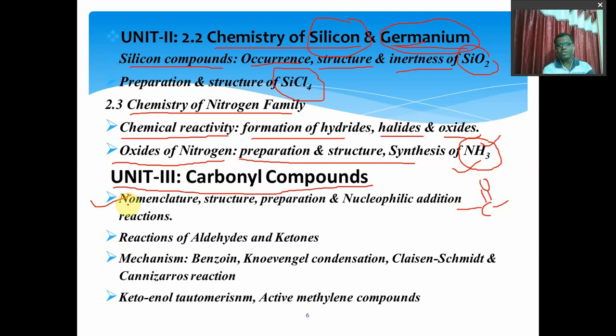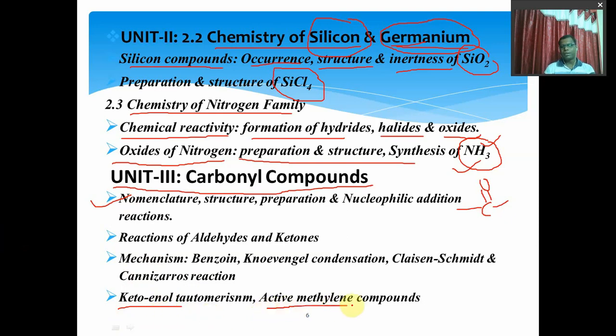Again, various reactions will be shown by carbonyl compounds like aldehydes and ketones, that you will study in this topic, the reactions of aldehydes and ketones. There are also some named reactions shown by carbonyl compounds, particularly benzoin condensation reaction, Perkin condensation reaction, Claisen-Schmidt reaction, and Cannizzaro reaction. These are very important reactions shown by carbonyl compounds, particularly aldehydes and ketones. Again, keto form can be converted into enol form, so this is important. This is called keto-enol interconversion, called tautomerism.